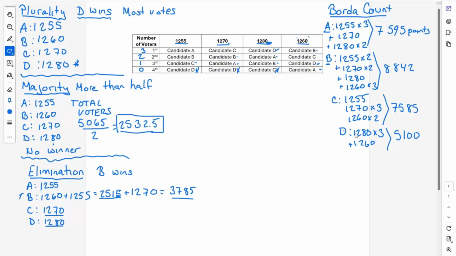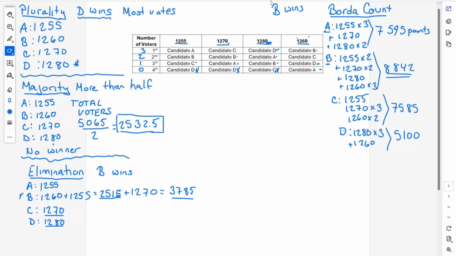And for Borda count, what we do is, now that we have the points, we look at the option that has the most points, which in this case is B. And so B would be declared the winner. Borda count doesn't always give us the same winner as majority with elimination. Sometimes it does, and in this case, it did.